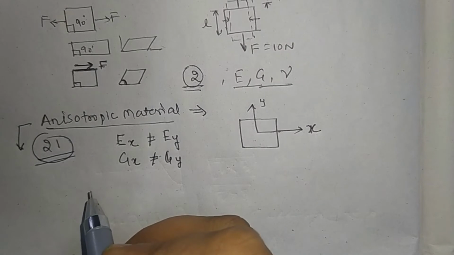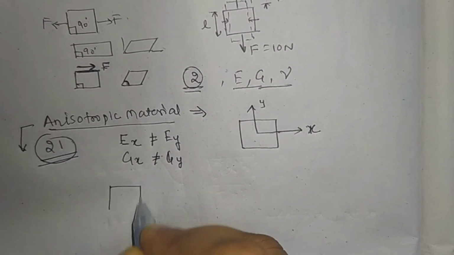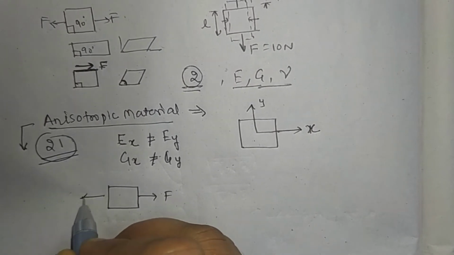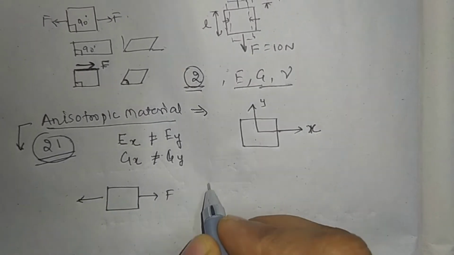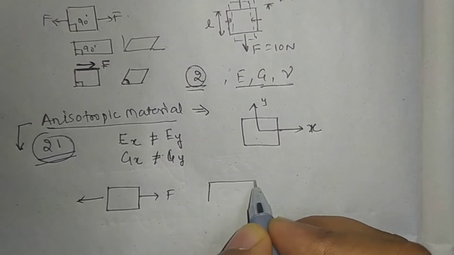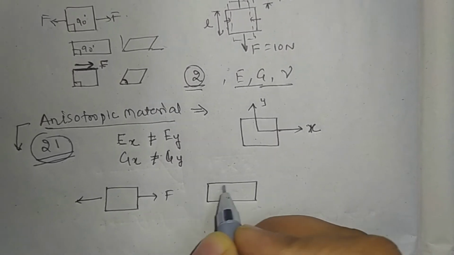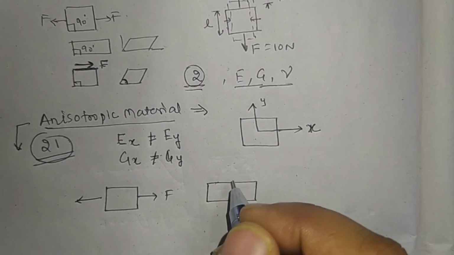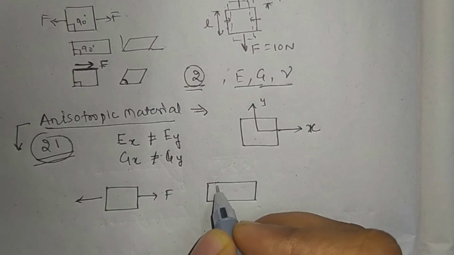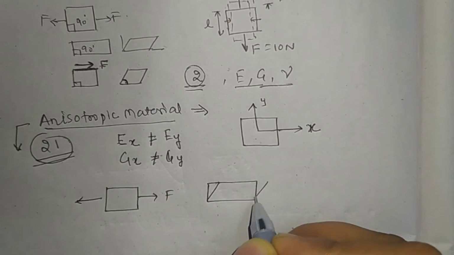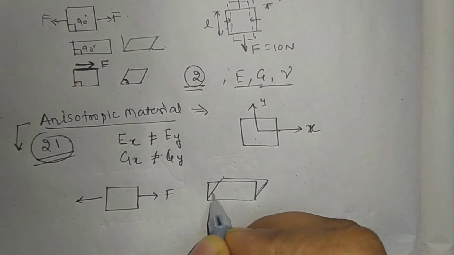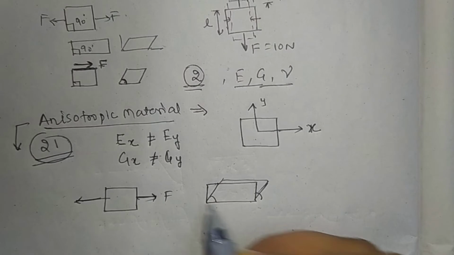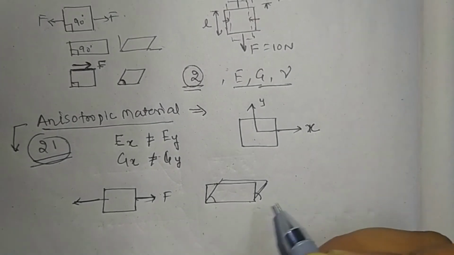Now giving some other property, for example, if this is an anisotropic material and we are applying the force, it will not only elongate, but it may show a different behavior compared to an isotropic material. Like it may undergo shear also. There are different behaviors. By applying the force, there may be shear or bending.